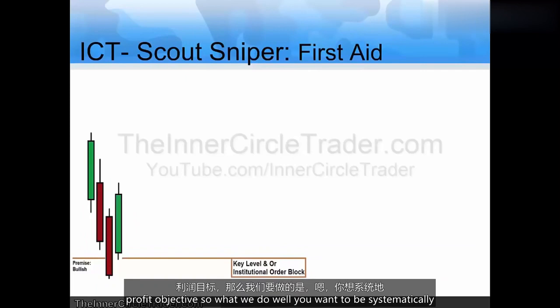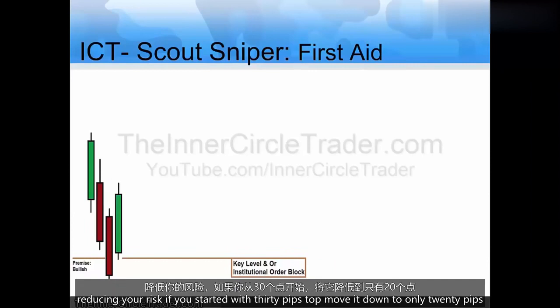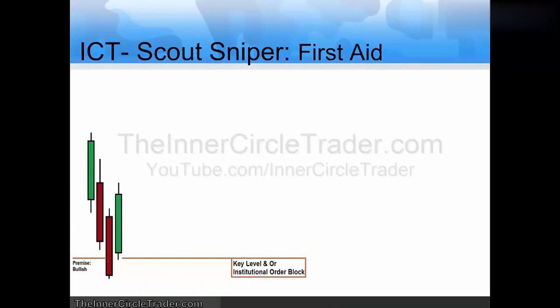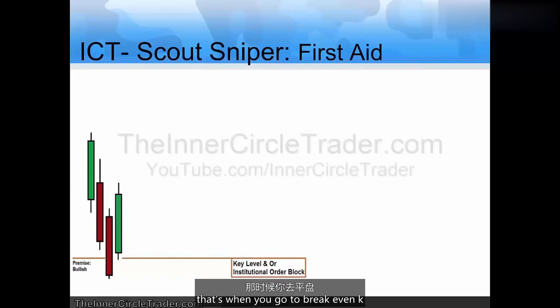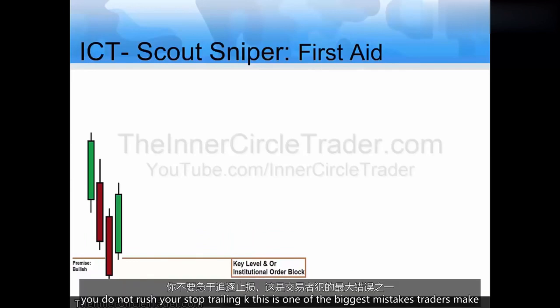Well, you want to be systematically reducing your risk. If you started with a 30 pip stop, move it down to only 20 pips. And as the market moves and takes out your first target, take your stop loss and move it to only 10% risk. Okay? And as it moves and starts approaching your second target, that's when you go to break even. Okay? You do not rush your stop trailing.